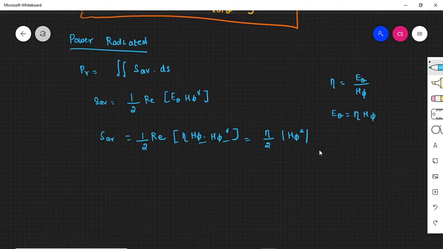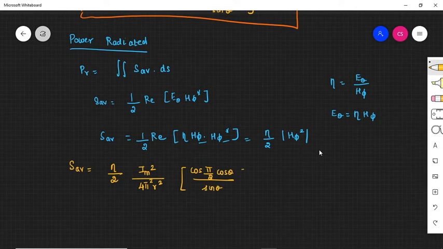Now we will substitute this H phi value here. So the average power density becomes eta by 2 times H phi square. So we need to take square of the components. So it is Im square divided by 4 pi square r square and cos of pi by 2 cos theta divided by sin theta the whole square. So this is your average power density. Using this, we will calculate the power radiated. So substitute this S average in the equation for power radiated.